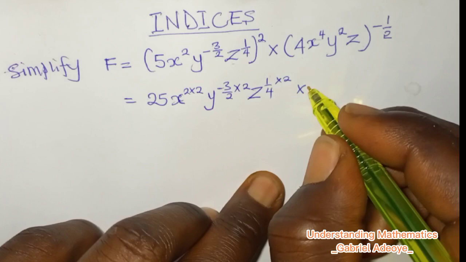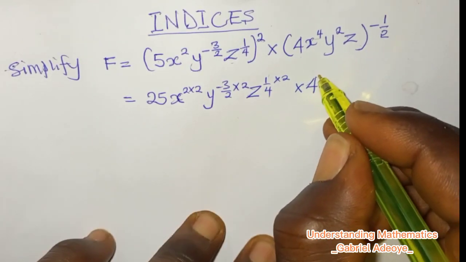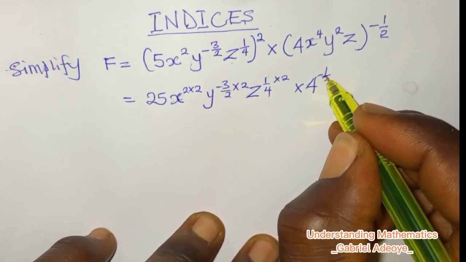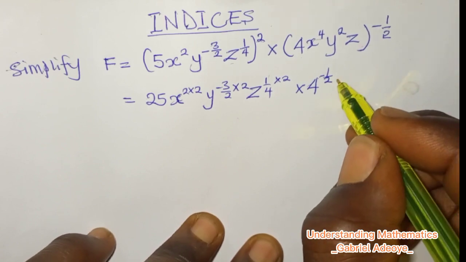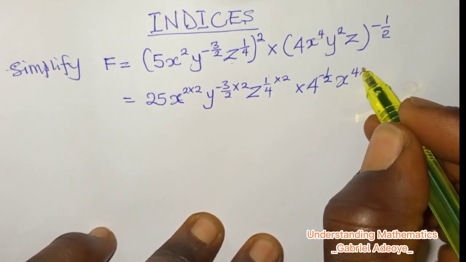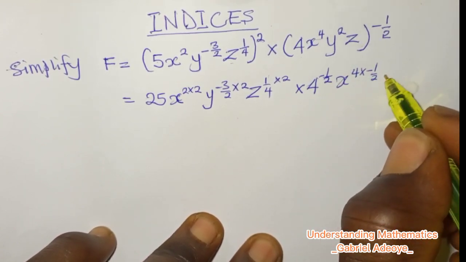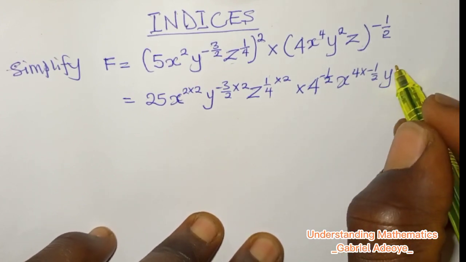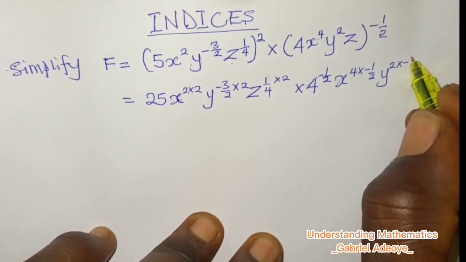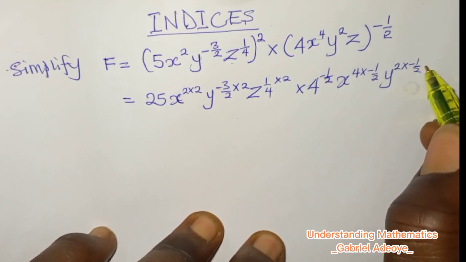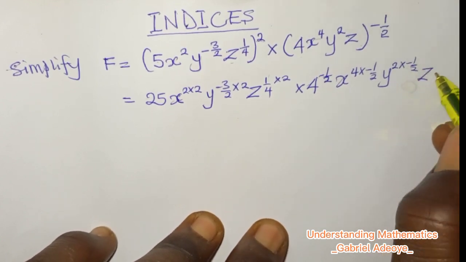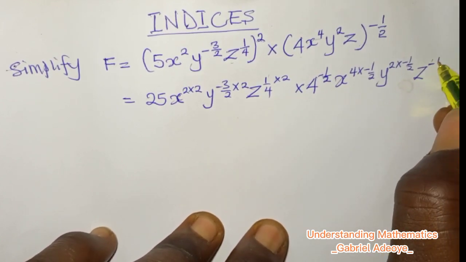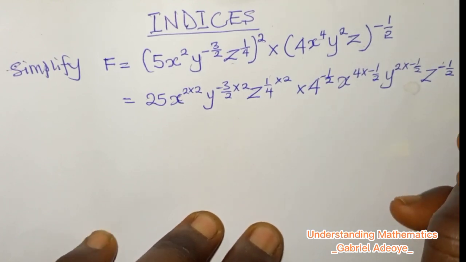Same thing applies here. 4 also multiplies minus 1 over 2. And x raised to power 4 multiplies minus 1 over 2. Y raised to power 2 multiplies minus 1 over 2. And z raised to power minus 1 over 2.